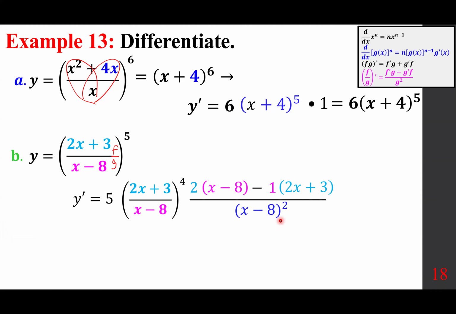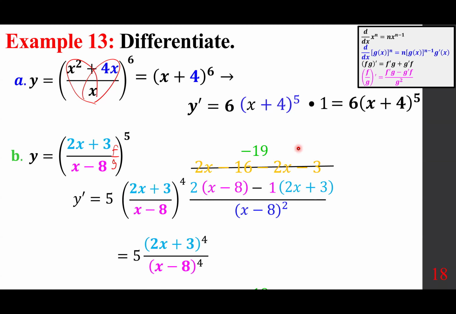2x minus 16 minus 2x minus 3. These two cancel each other, we get minus 19. So I'm going to just rewrite it for the following reason. I've seen sometimes students making a mistake with this, so I want to make sure everybody knows that 2x plus 3 has the exponent, and so does x minus 8. So the denominator becomes x minus 8 to the power of 4 plus 2.